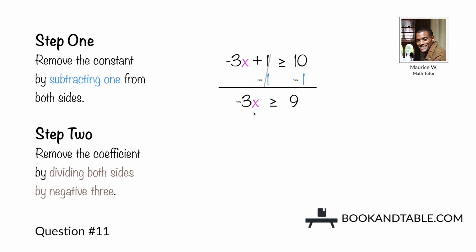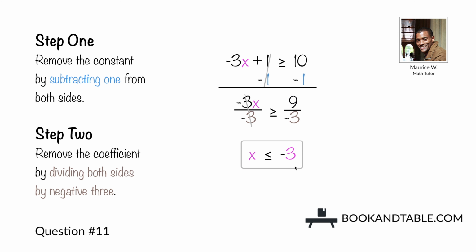The next step, we want to remove the coefficient, which would be -3. So step 2, we remove the coefficient by dividing both sides by -3. When we do that, we wind up with x on the left side, and 9 divided by -3 gives us -3. And since we are dividing by a negative number, we have to reverse the inequality sign from greater than to less than. So the answer to question number 11 is x is less than or equal to -3.